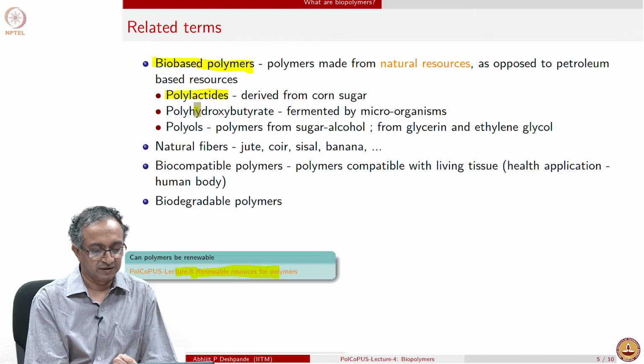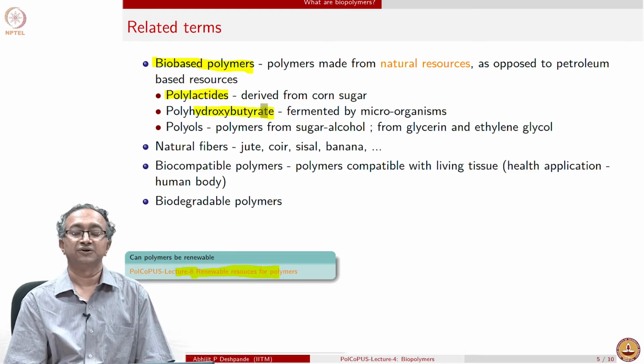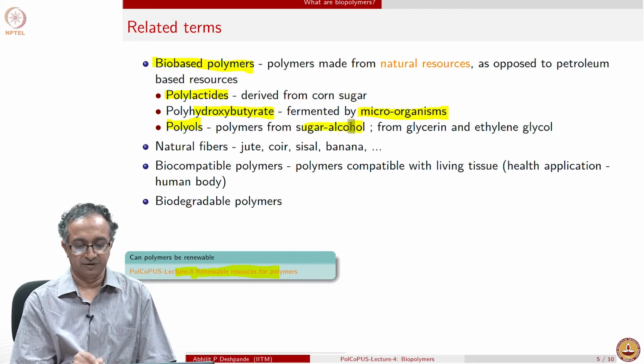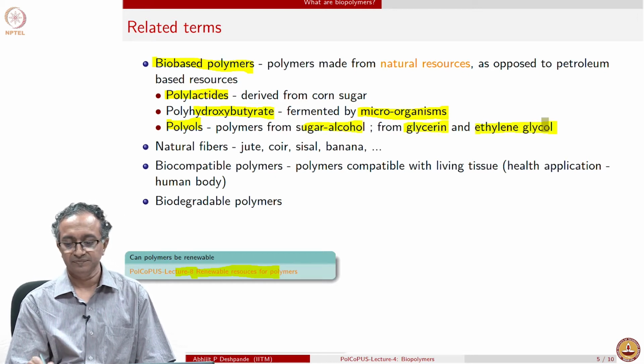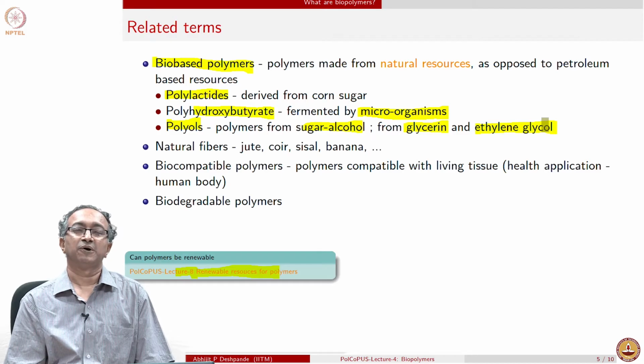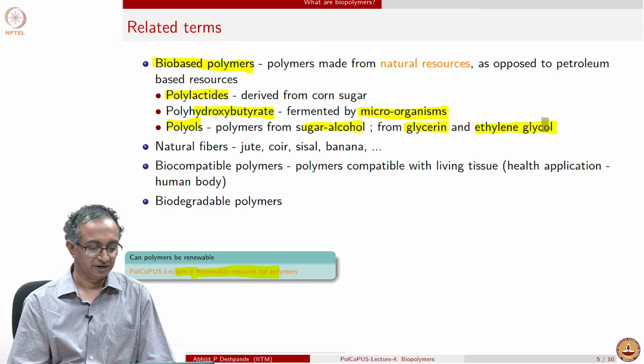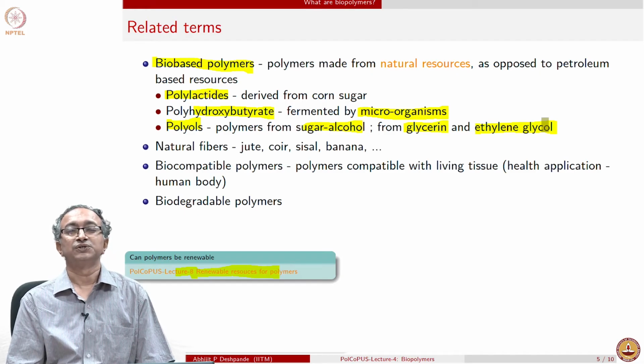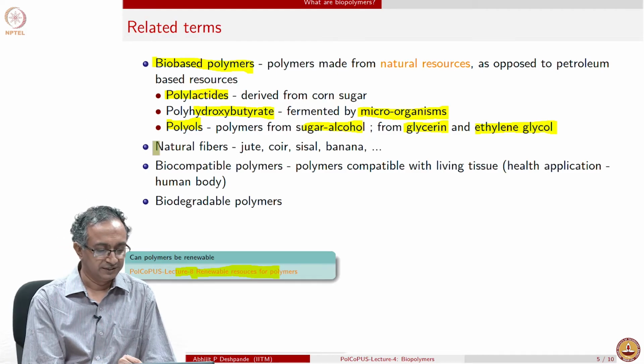It is a biodegradable polymer and it is made from corn sugar. We also have polyhydroxybutyrate, which is made by microorganisms, and this is another example of a bio-based polymer, or polyols, which are based on sugar alcohol. So, these are examples of polymers which are made from renewable resources or bio-based resources, and therefore, they are called bio-based polymers.